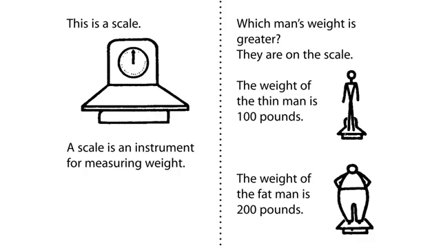This is a scale. A scale is an instrument for measuring weight. Which man's weight is greater? They are on the scale. The weight of the thin man is 100 pounds. The weight of the fat man is 200 pounds.